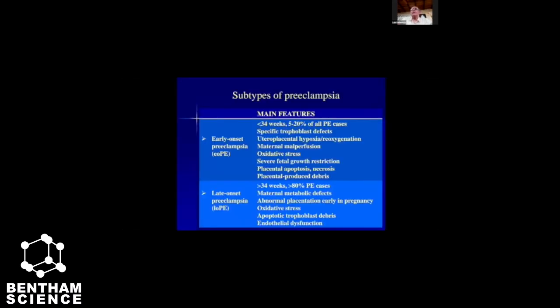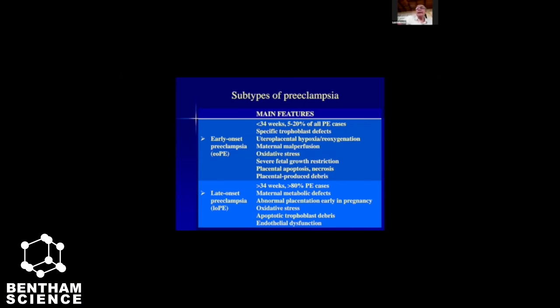There are 2 subtypes of preeclampsia, early onset preeclampsia and late onset preeclampsia. Early onset preeclampsia is characterized by signs, symptoms, and delivery occurring before the 34th week of pregnancy and is present in between 5 to 20% of all preeclampsia cases. It is characterized by specific trophoblast defects, uteroplacental hypoxia reoxygenation, maternal malperfusion, oxidative stress, severe fetal growth restriction, placental apoptosis, necrosis, and placental produced debris.